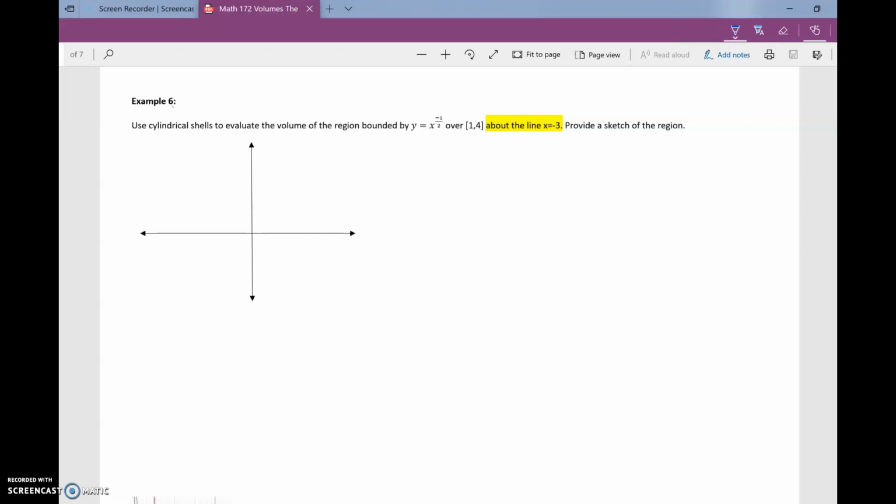Example 6 is similar to the previous one where we're not revolving along the typical axis. In this case, we're going to be revolving along the line x is equal to -3. So before I forget, let me rewrite it. This is where we're going to be revolving. We're talking about -3.